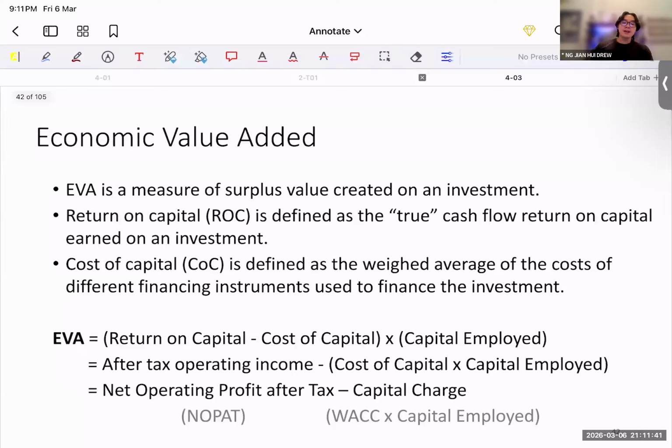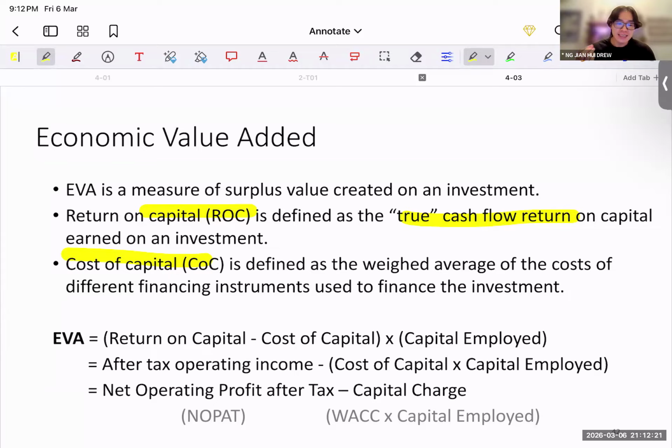Economic value added measures the surplus value created on investment. So use the return on capital minus the cost of capital, right? Basically it's the same concept, where it provides you both the implicit and explicit costs related to your valuation. It provides you the true cash flow to the capital holders because it takes into account implicit cost. So the resultant is the true cash flow.